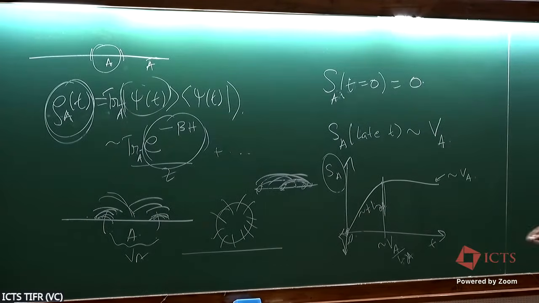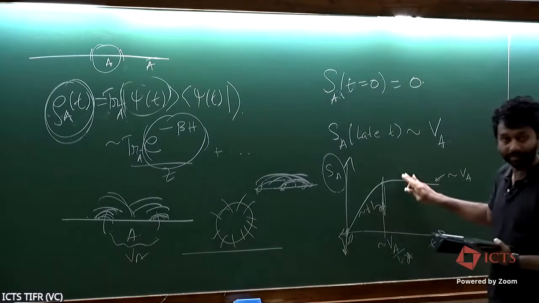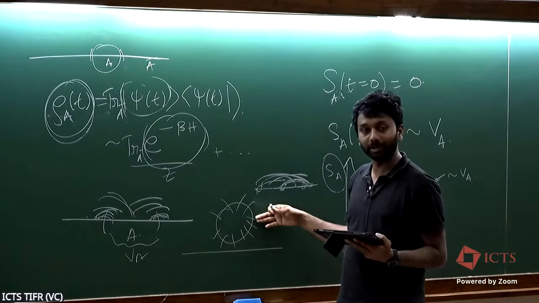But you need to divide. So in 2D, the rate of growth of entanglement is proportional to the size of the boundary, and so you need to divide the volume by the boundary, which is the linear size.